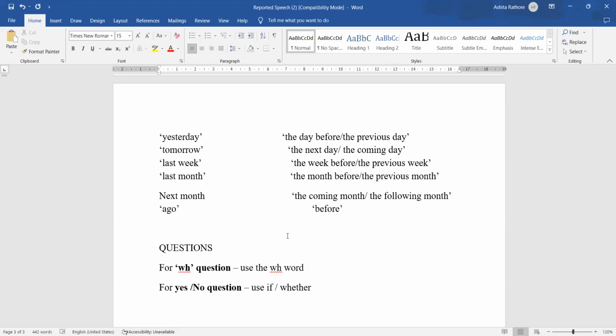However, supposedly there is a yes or no question. What is a yes or no question? An objective question. For example, do you know French? This is a yes or no question because the other person might answer yes or no. There is no subjectivity whatsoever. So what will you do? In that situation, you will use if or whether. For example, I asked you, do you know French?